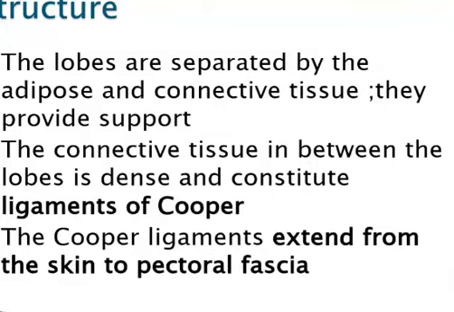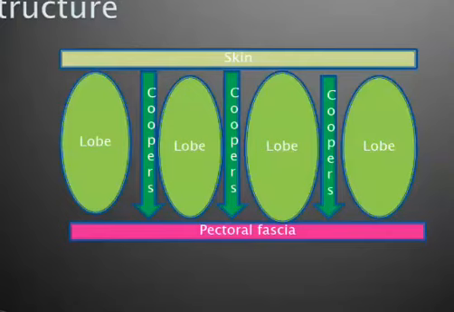The ligaments of Cooper extend from skin to pectoral fascia. You can see in this picture, we have skin on the top, that is superficial most, and deep you can see the pectoral fascia, and in between you can see the lobes. The lobes are separated by fatty and connective tissue, and you can see the Cooper's ligaments, located between the lobes, running from skin to pectoral fascia.